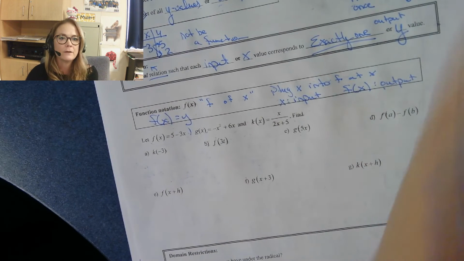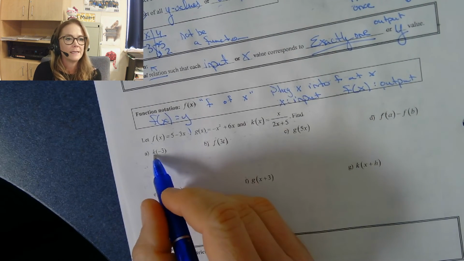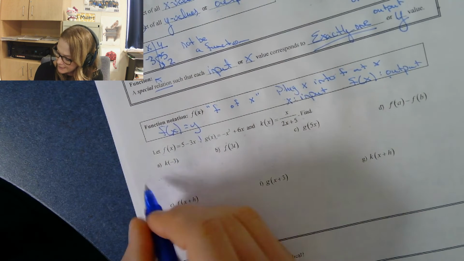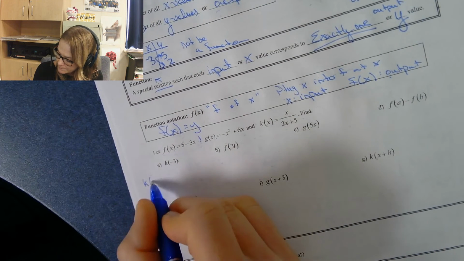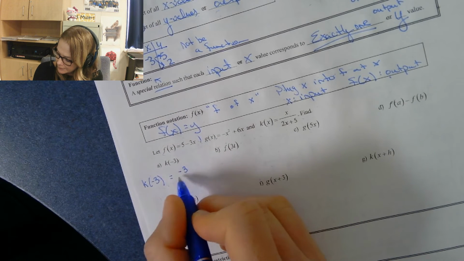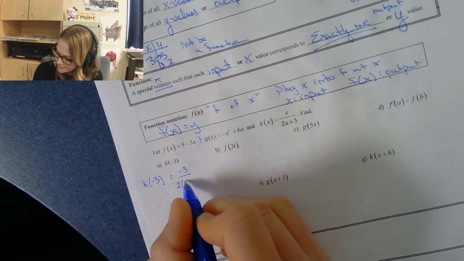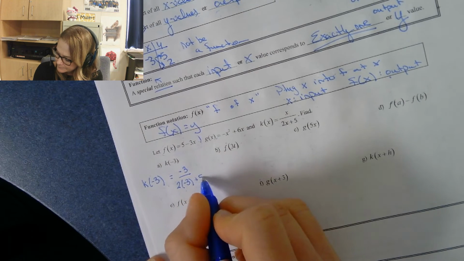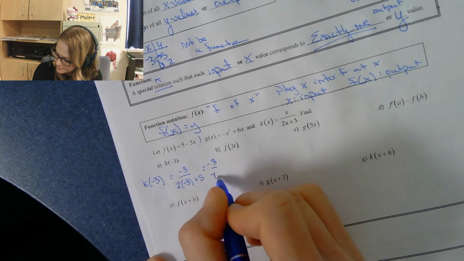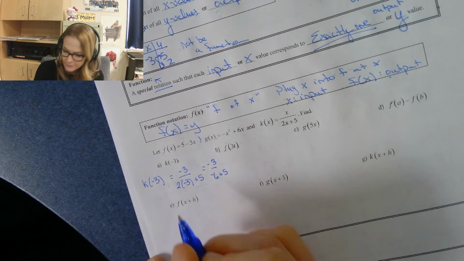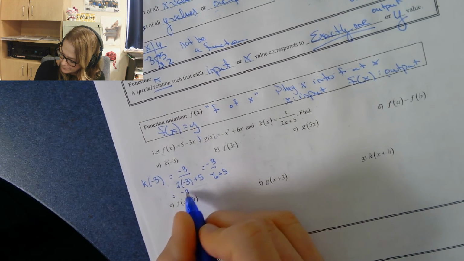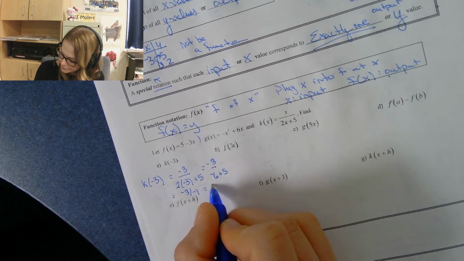All right, so let's just do some quick problems here. This says to plug -3 into k at x. So there's k, and k is -x over 2 times x plus 5. So with -3, this is just -3 over -6 plus 5. So this is just -3 over -1, which is just 3. Easy.